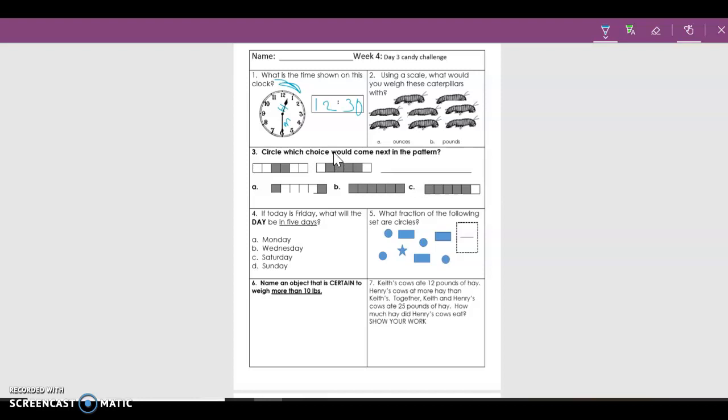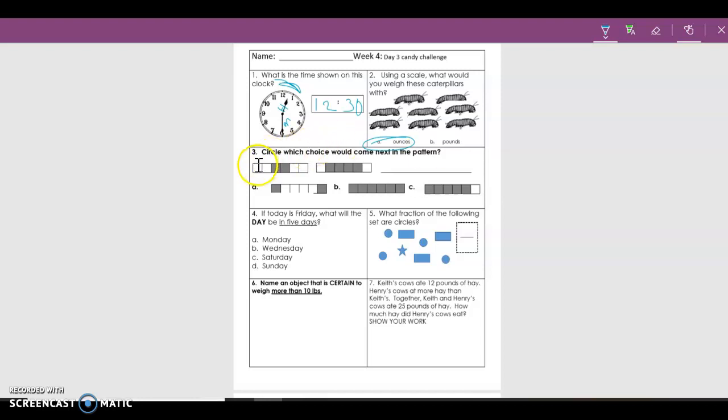Using a scale, what would you weigh these caterpillars with? Well, when you think about caterpillars, they're not very heavy. We talked about how ounces is about the weight of a piece of bread, and pounds is about the weight of a loaf of bread. So since there's only 8 caterpillars, we would say we would measure them with ounces.